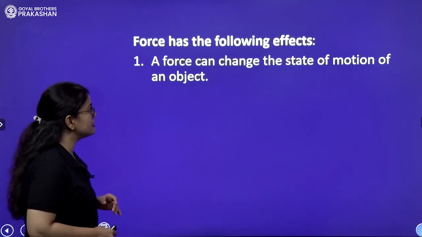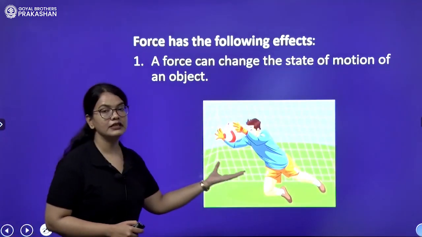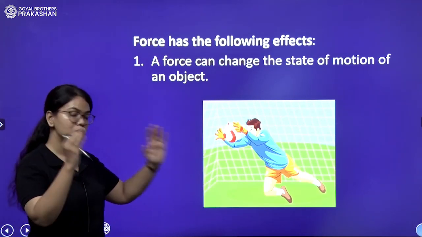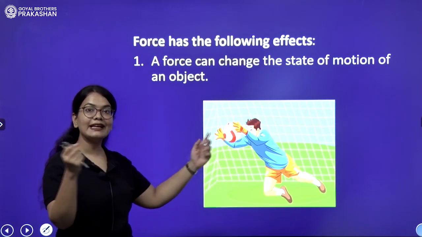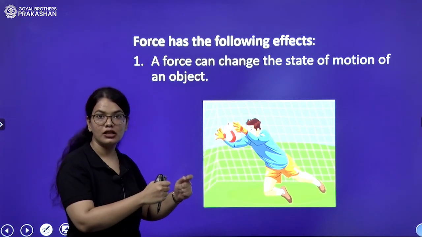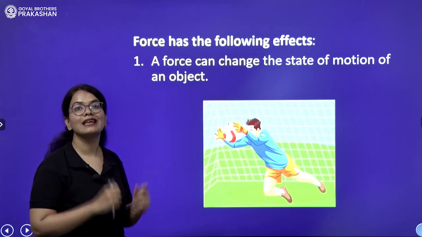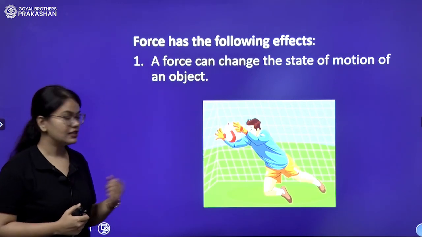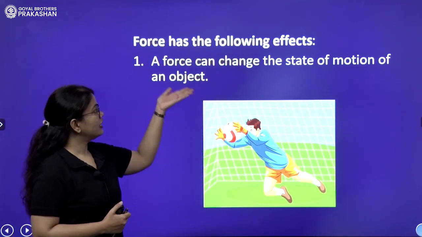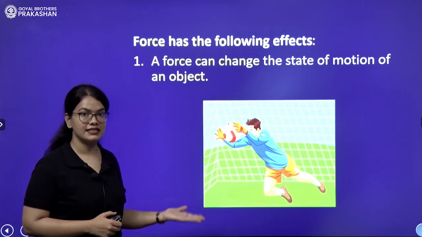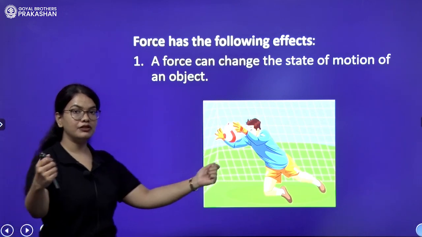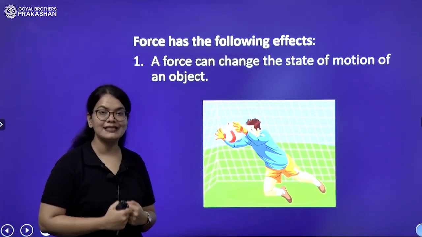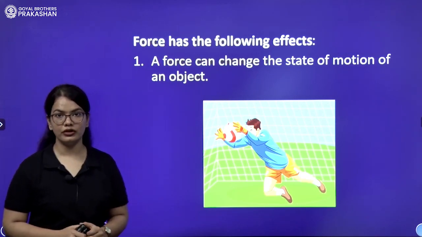So, where can you see this? Look at the example over here. The ball was moving, right? The ball was moving towards the goalkeeper and he suddenly caught the ball. So, what has happened? The ball has come to the state of rest. So, its state has changed. This is an example of force changing the state, right? The goalkeeper applied the force, he caught the ball and as a result it stopped, it came to rest.